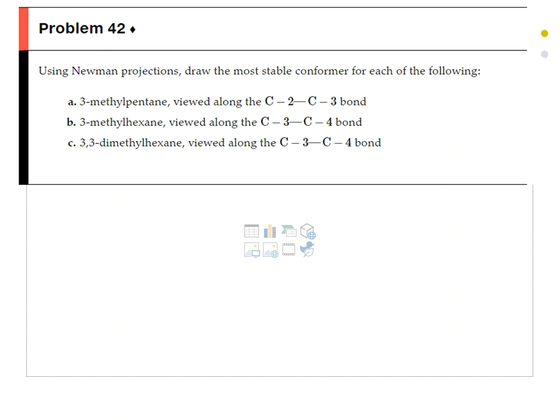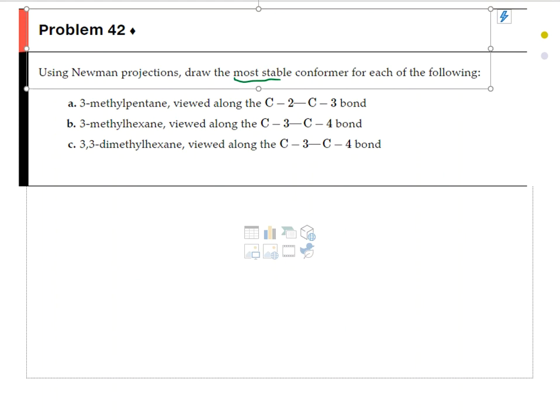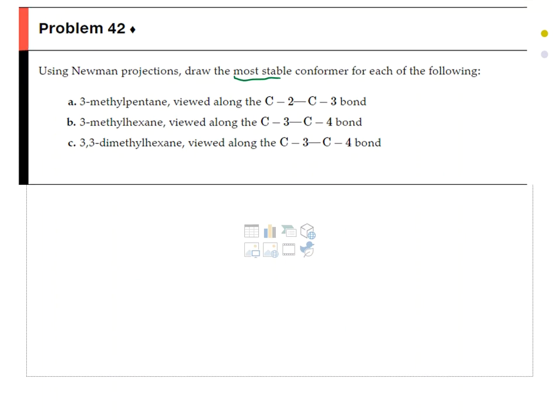Well, thank goodness, right? They didn't tell me draw all of them. I mean, I don't want to be drawing all of them. Good. Most stable. That's all that they want. Okay, so the most stable conformer for each of the following. And it says for part A, 3-methylpentane viewed along the C2-C3 bond. Okay, that's not going to be hard.